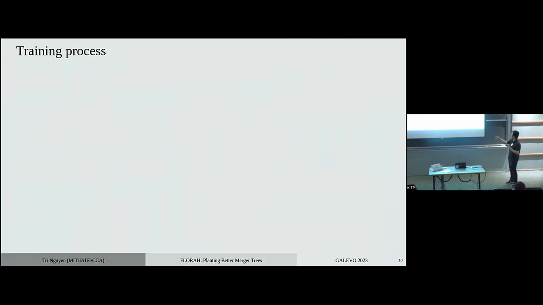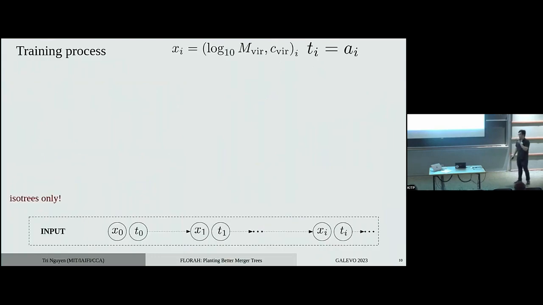So for the training process, we want to start with an input. The input is going to be the properties of our galaxies. Let's say we extract a bunch of trees out of your N-body simulation. You have a bunch of log virial mass, a bunch of concentrations, and you have the scale factor at each of the snapshots. And I also want to stress that we're training on isolated trees only, which means that we take away all the subhalos of the trees. We don't deal with subhalos here, or yet.